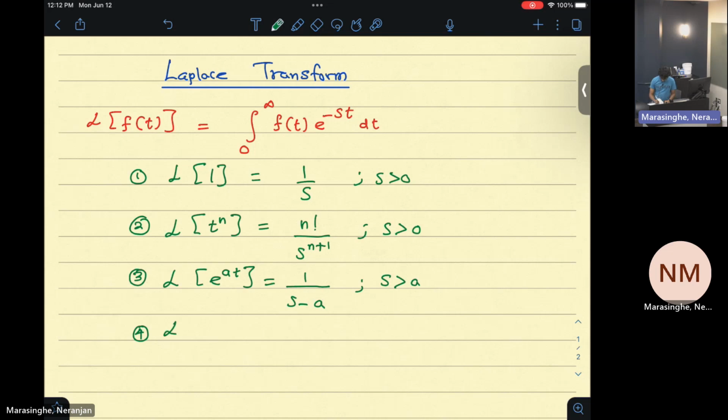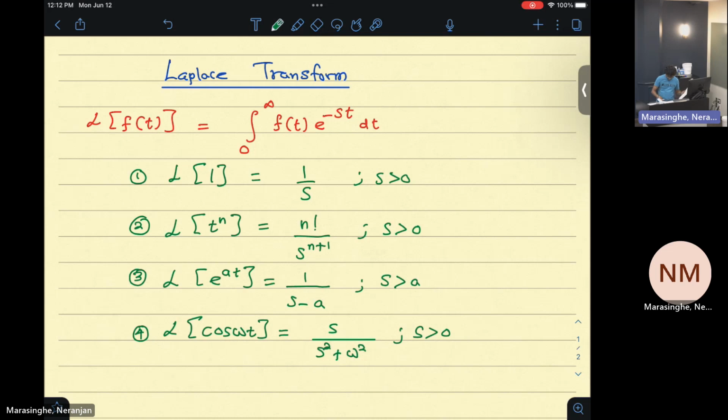Then finally, I discussed the Laplace transform of cosine omega t. That was s divided by s square plus omega square, right? When s is greater than 0. Those are the things that we discussed so far.